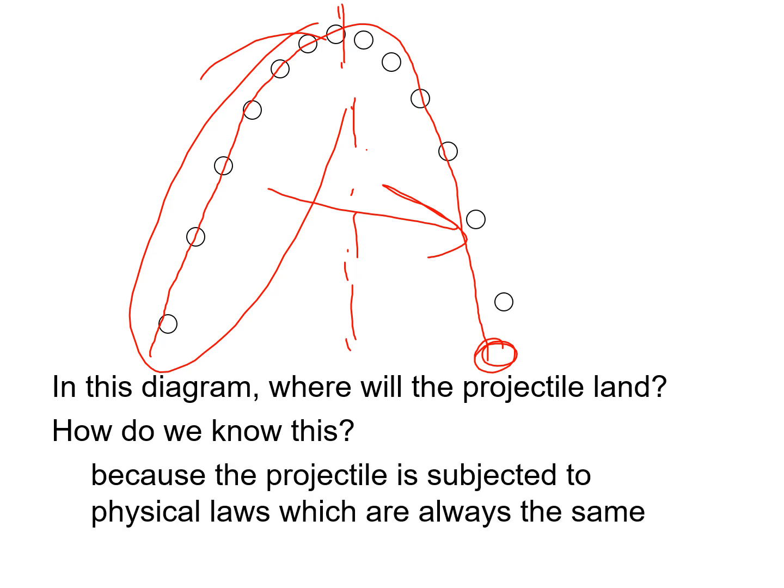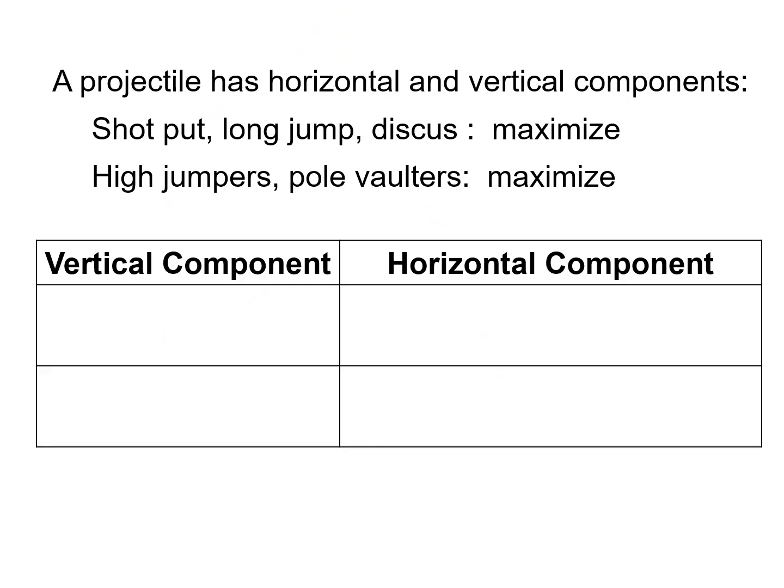How do we know this? Because the projectile is subject to physical laws which are always the same, at least on Earth, especially in Kinesiology 376 at UNCG during the summer 2020 semester. The laws of physics do not change, for this class at least. If they did, weird stuff would start happening. Okay, a projectile has a horizontal and vertical component.